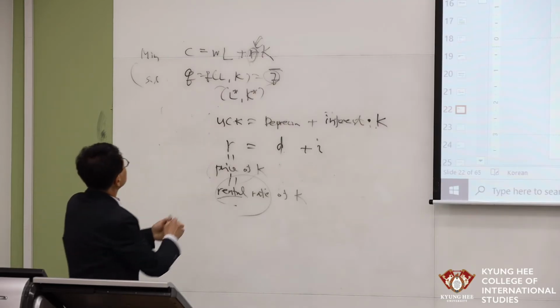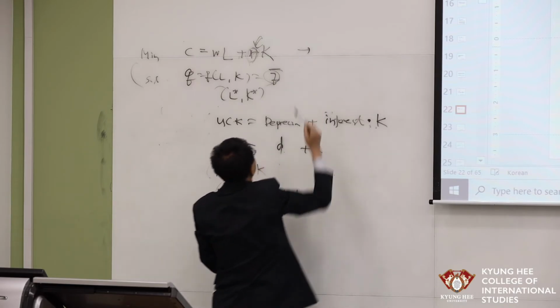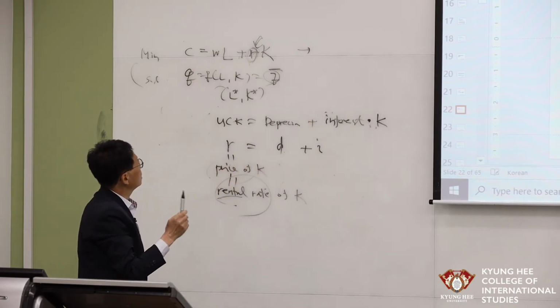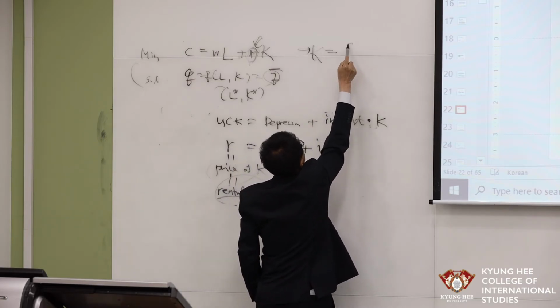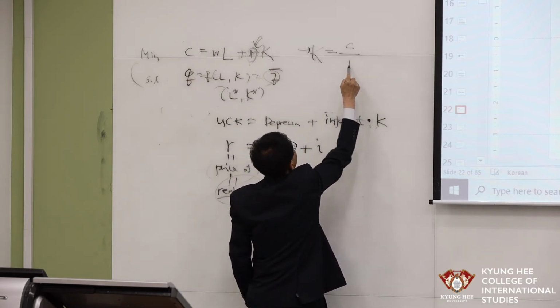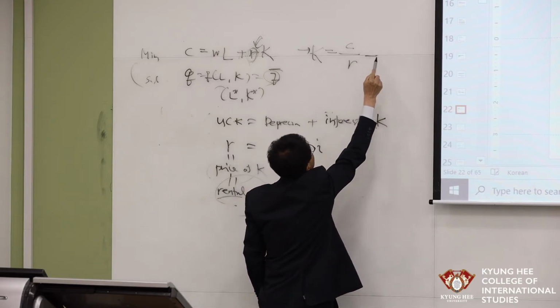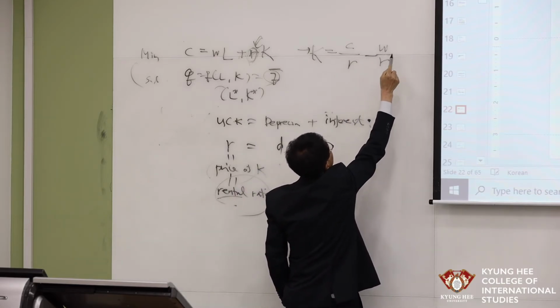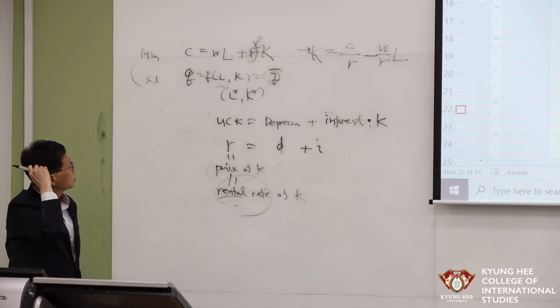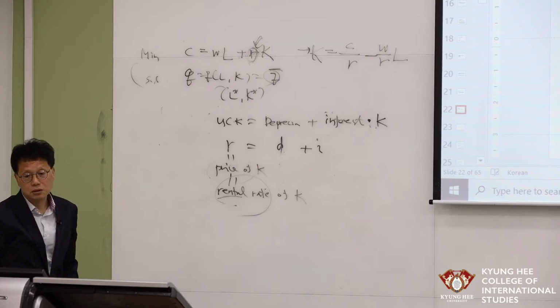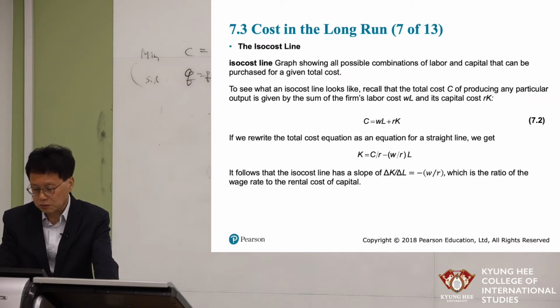Right? So rewriting this, the Y variable is capital, the X variable is labor. Then K equals C over R minus W over R times L. Right? That is the cost line or cost curve. So that is explained here. K equals C over R minus W over R L. It follows that the isocost line has a slope.